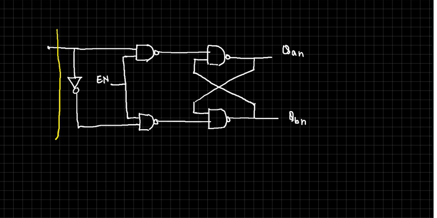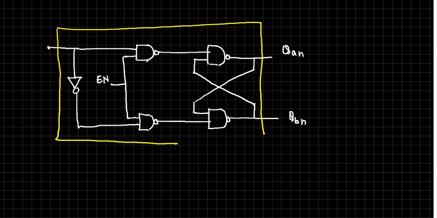See here. Can you prepare a characteristic table for this? I'm naming this input D, and there's an enable pin also there. So this is enable. Now you need to take two cases.